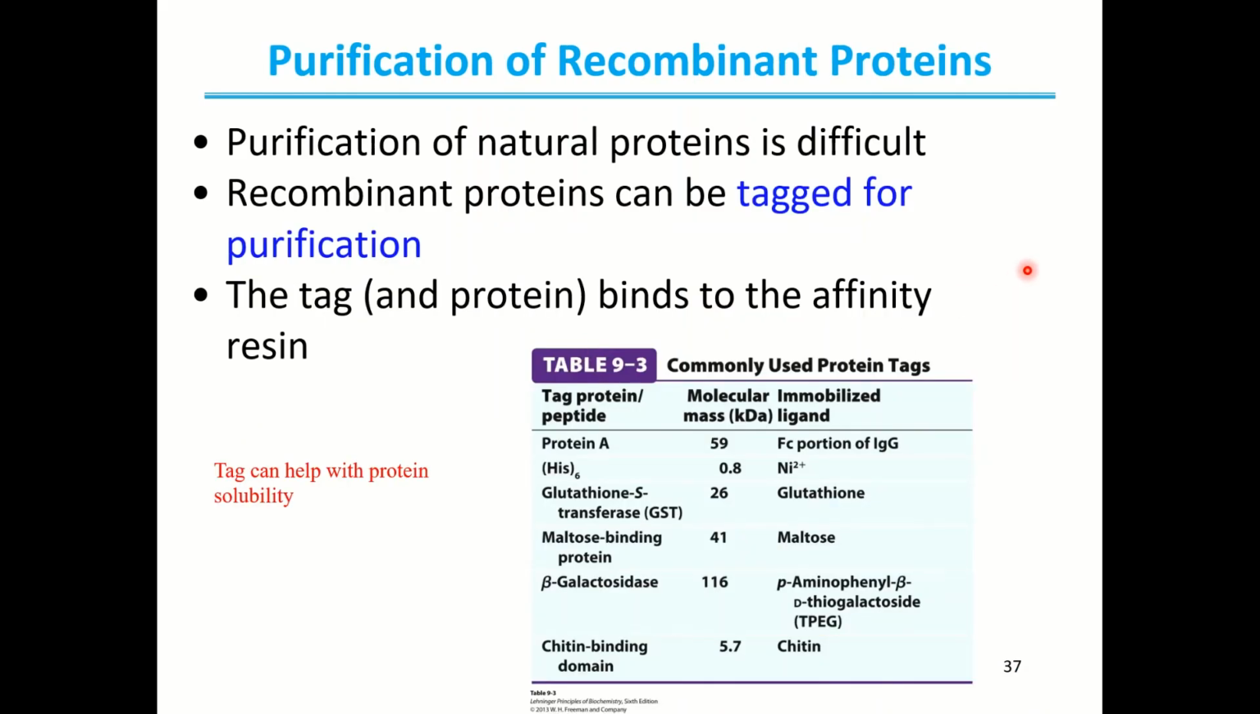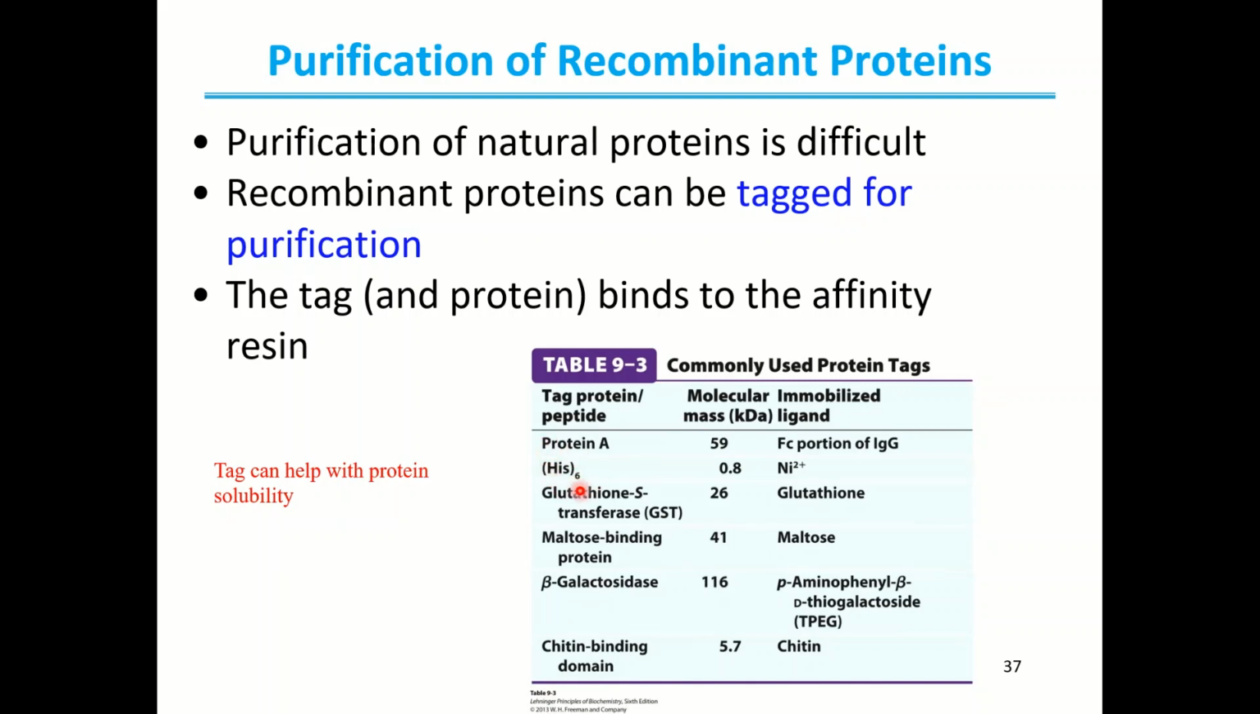The purification of recombinant proteins. Purification of natural proteins is pretty difficult. A good thing about recombinant proteins is they can be tagged for purification. So the tag that's attached to your protein can bind to a specific resin. And most commonly you use His tags.